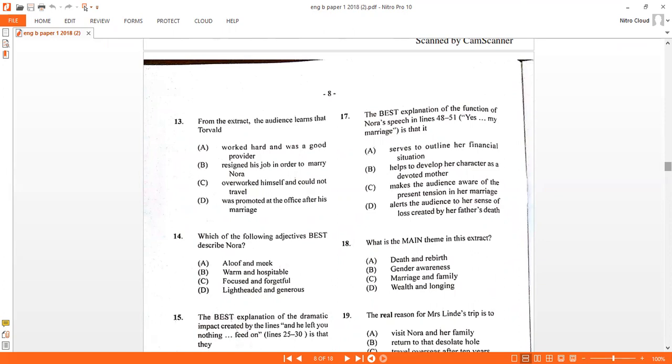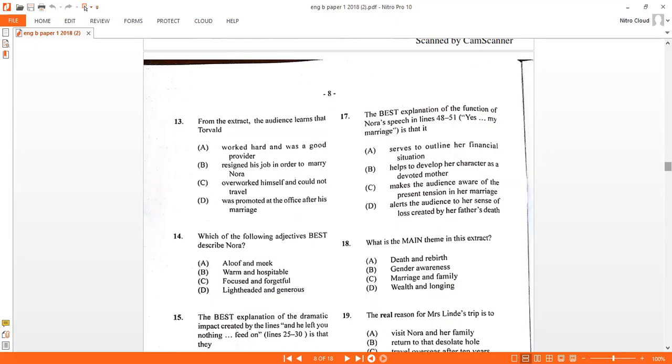C says makes the audience aware of the present tension in her marriage. Her speech does not talk about any tension in her marriage. She says it was a difficult time in her marriage because yes, her husband was sick and her father was dying or was sick and she could not nurse him. And she was also obviously pregnant. So we know that it would not also be C because it does not function to highlight the tension in her marriage. The only option left is D, which is that it alerts the audience to her sense of loss created by her father's death.